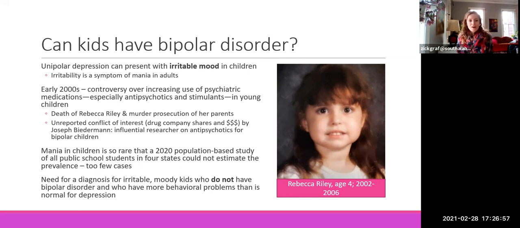Around the same time, well-known psychologists like Joseph Biederman, who is still a psychiatrist at Harvard, it came out that he had conflicts of interest in his research that he wasn't disclosing. He was someone who studied the treatment of bipolar disorder in young children with atypical antipsychotics, but failed to disclose that he was being given a lot of money and drug company shares by the companies that made the drugs he was studying.